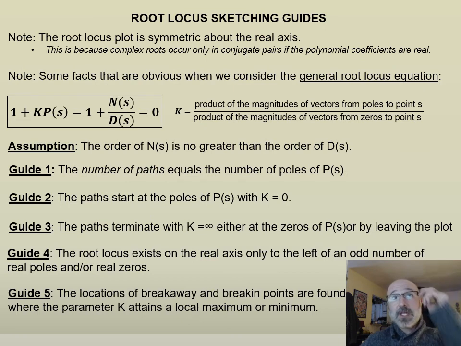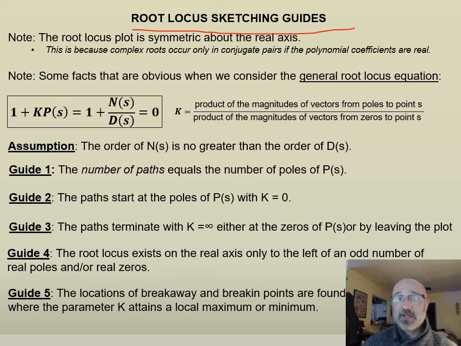So the purpose of this slide is a guideline for sketching the root locus. This is given in a lot more detail in the textbook, but what I want to do is summarize it quickly in a location you can reference back to as you go through and start to sketch these out.